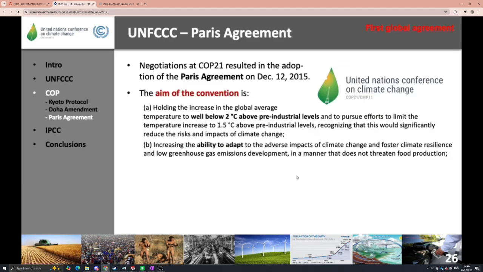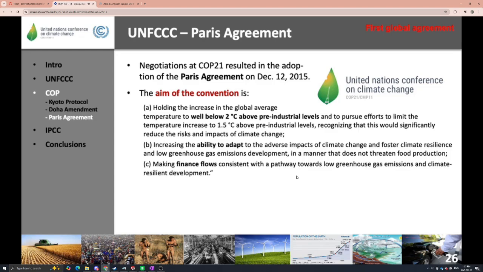The Paris Agreement acknowledges that we need both mitigation and adaptation. We need mitigation to keep climate change as low as possible, but we also need to adapt to the changes that are already coming along. The smaller we can keep the change, so the better we can implement mitigation, the less we need to use adaptation. The third goal of the Paris Agreement is to make financial flows consistent with a pathway towards low greenhouse gas emissions and climate resilient development.